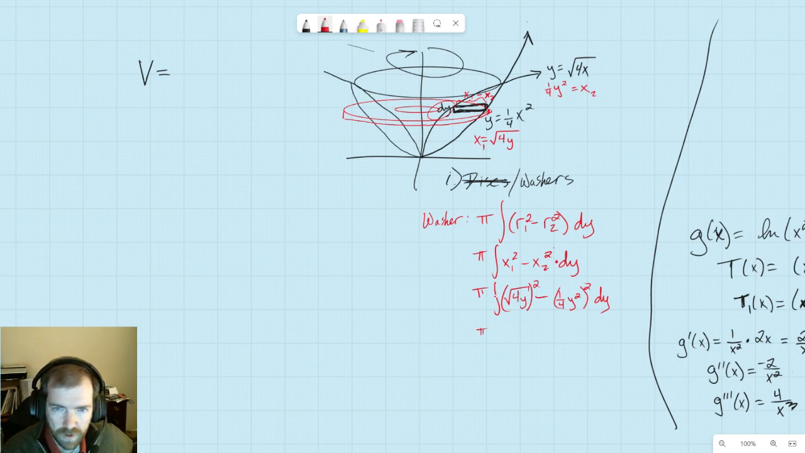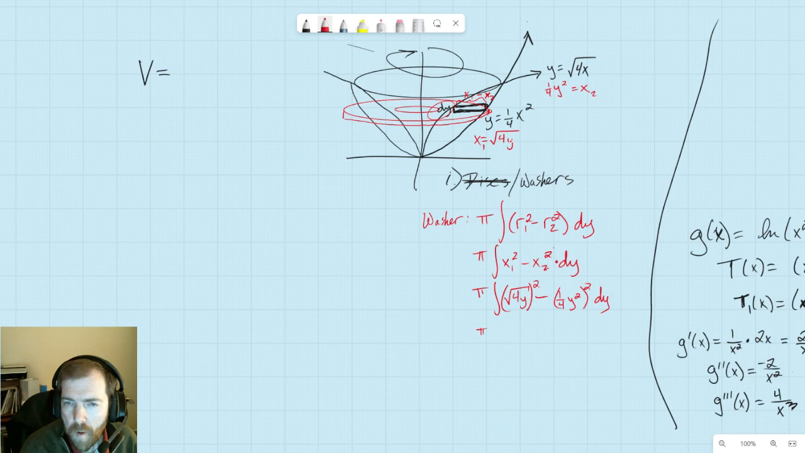And the integral is going to go from y value of 0 up to where they equal, right? 4. It's 16. 16 square rooted is 4. 4 squared is 16 divided by 4. Yeah. Cool.